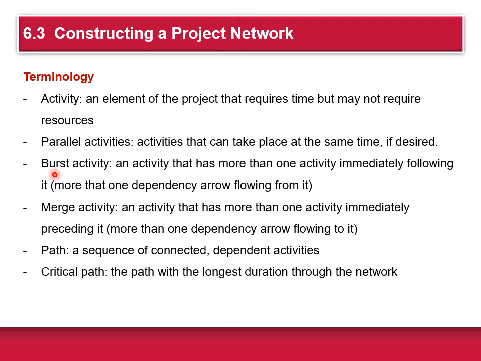I'll show you an example of this. It's like one box going multiple ways. Next is what's called a merge activity. This is an activity that has more than one activity immediately preceding it, and more than one dependency arrow flowing to it. A path is a sequence of connected dependent activities. And finally, what's called a critical path. This is the path of the longest duration through the network.